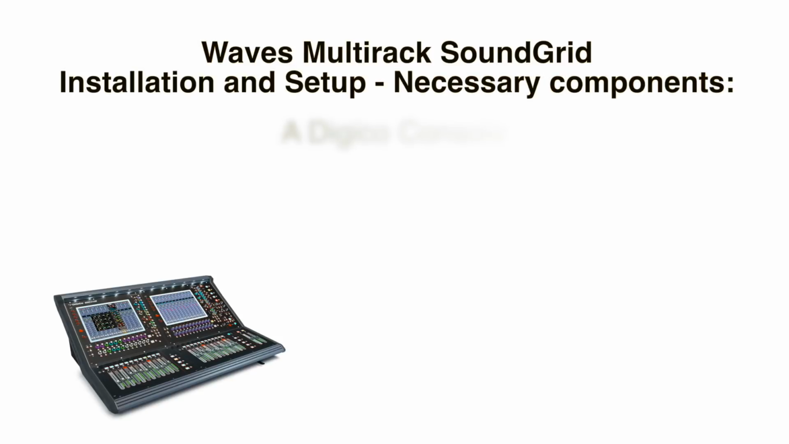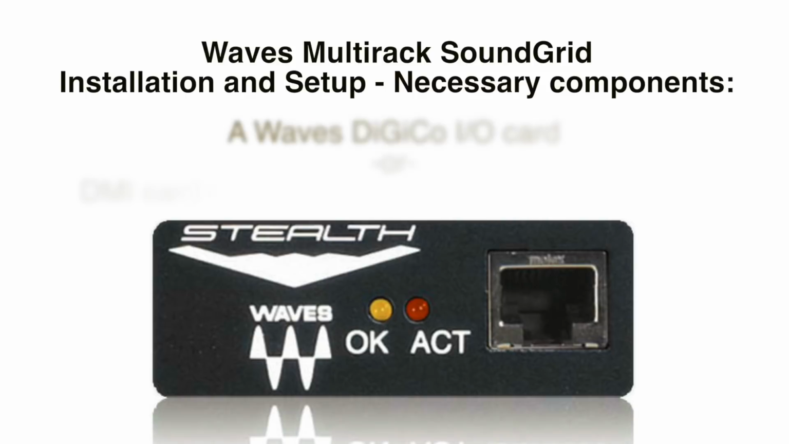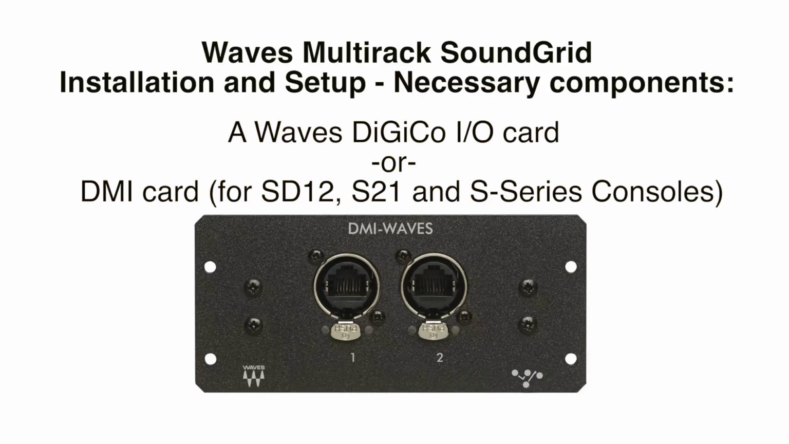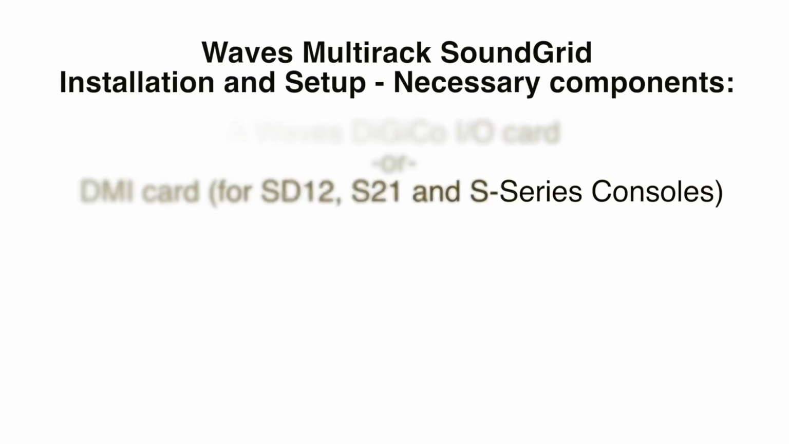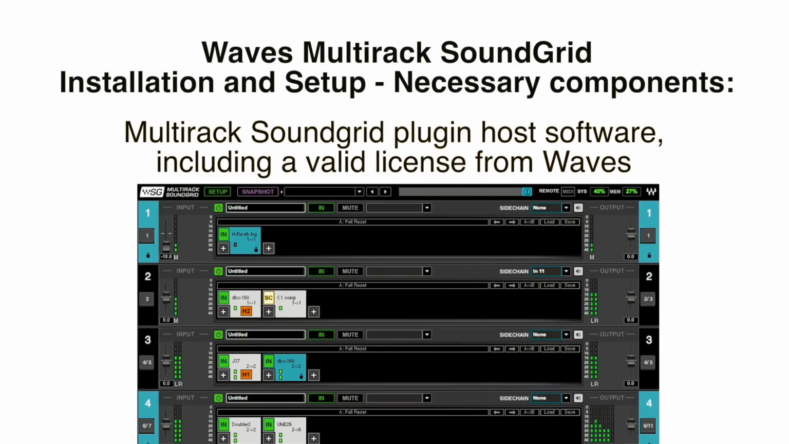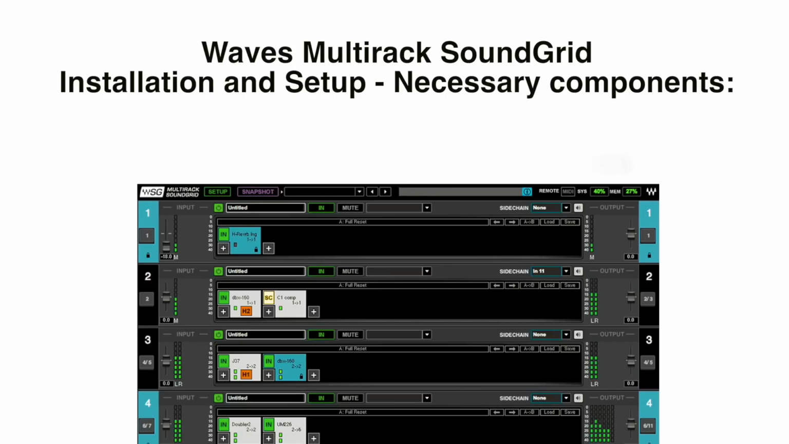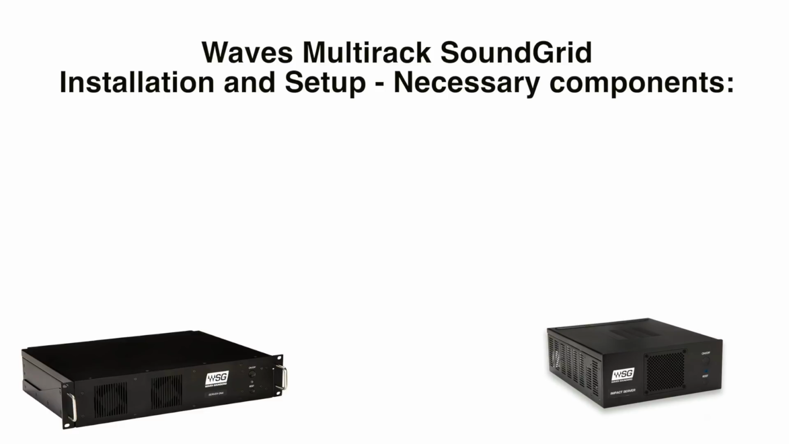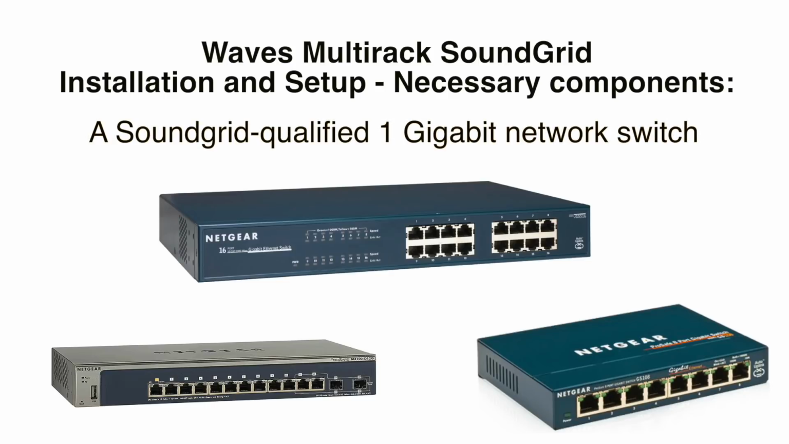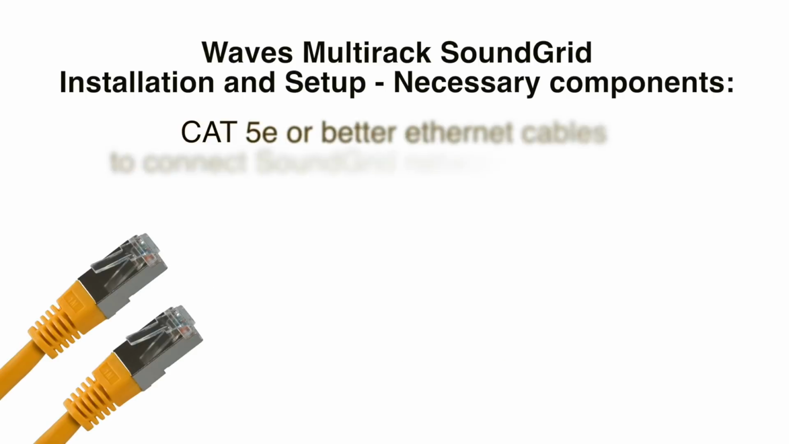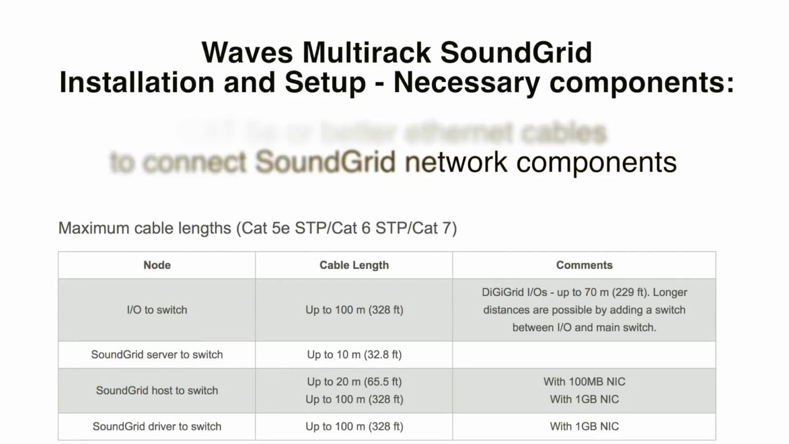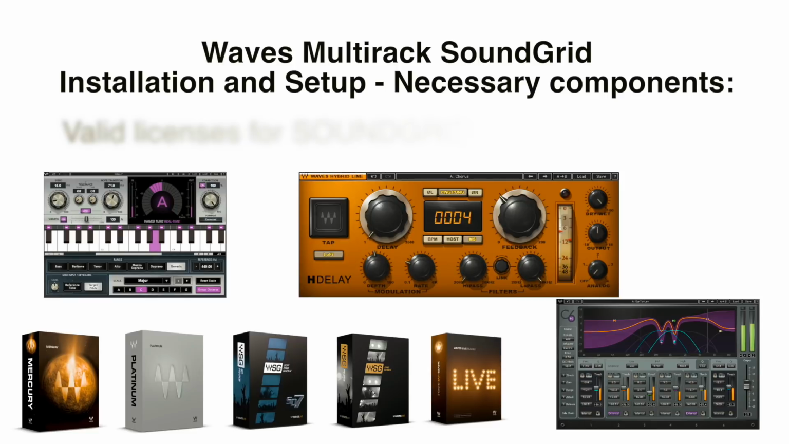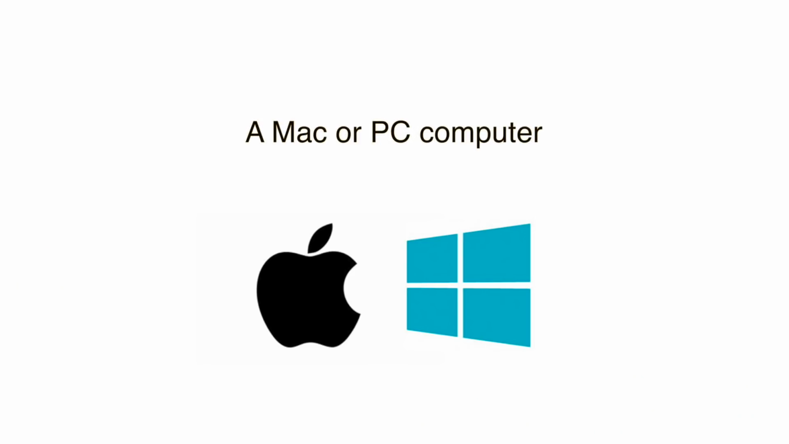You will need a Digico console, a Waves Digico I/O card or DMI card for SD12s, S21s, and S-Series consoles, MultiRack SoundGrid plugin host software, including a valid license from Waves, a SoundGrid DSP server to handle plugin processing, and optionally a second server for redundancy, a SoundGrid qualified 1 gigabit network switch, Cat5e or better Ethernet cables to connect SoundGrid network components, valid licenses for SoundGrid compatible plugins, a Mac or PC computer.